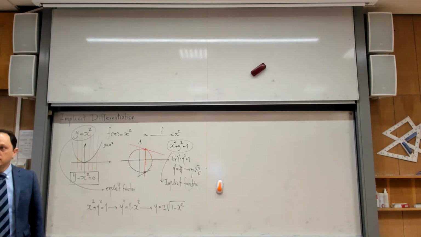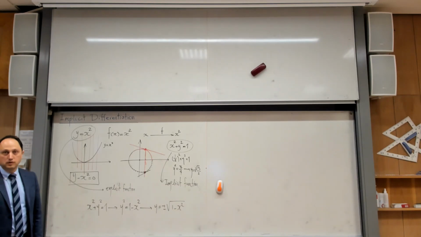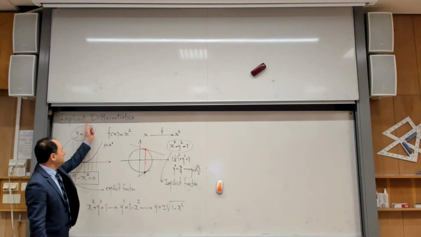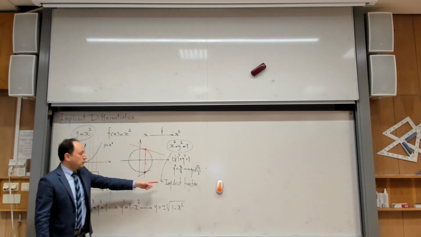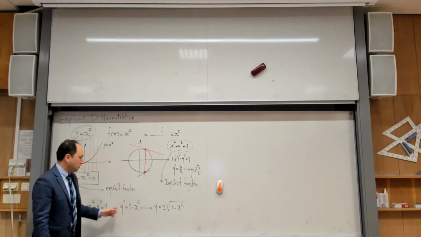But the question is, if this is not possible, then what should I do? That's the whole point of implicit differentiation. The point is that most implicit functions are such that you cannot solve for y.